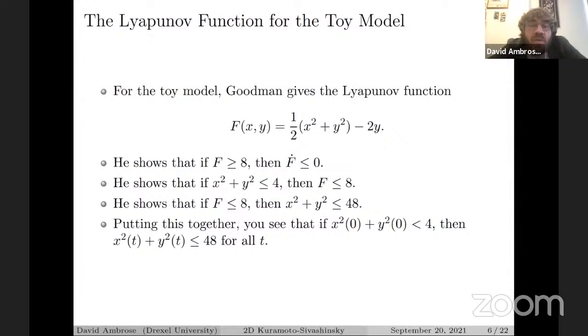Okay, so the point is that f is like a norm. It's like x squared plus y squared, but it's not exactly, because you have this minus 2y there. The minus 2y is necessary for the control of f. And so then it just has some implications for what f means in terms of x squared plus y squared. Okay. But the bottom line is if x and y are initially small, then they stay small. And this Lyapunov function demonstrates that.